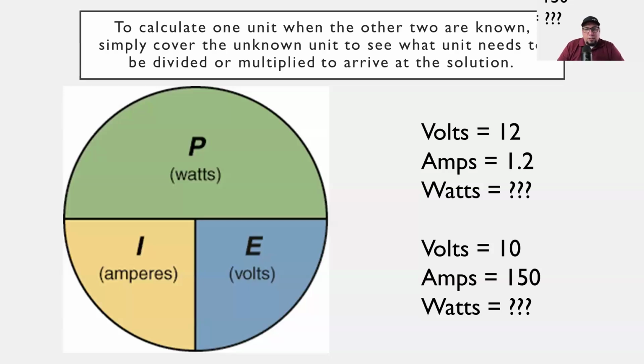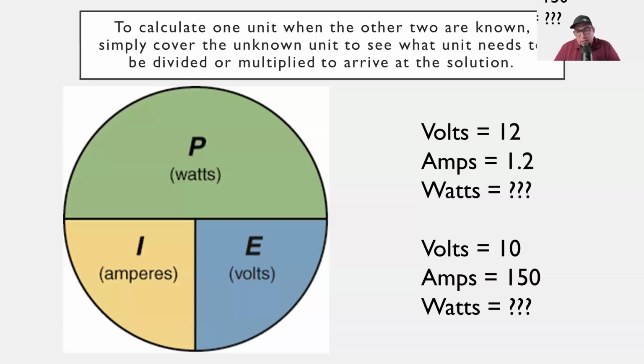Okay. So in this case here, let's look at these two examples over here on the right. We have volts at 12, amps at 1.2. Now, amps and volts are next to each other. So when two letters are next to each other in math, that tells us that we've got to multiply. So we would take 12 times 1.2. I'm going to do this in my calculator here on the side. 12 times 1.2. It's going to give us 14.4. Okay. So if we had 12 volts and we had a 1.2 amps circuit, the motor at the most would produce 14.4 watts.